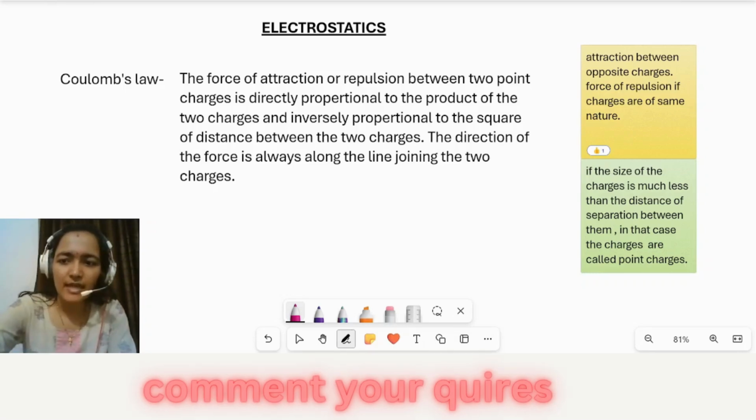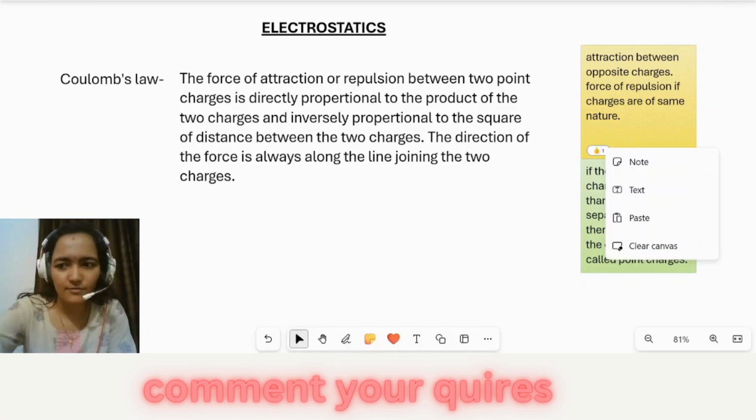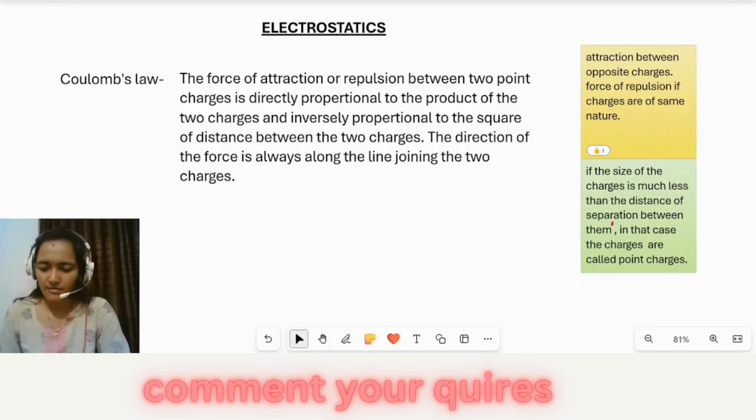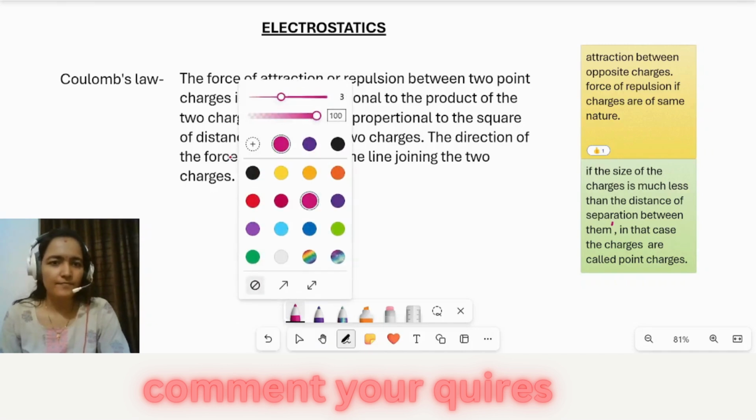Hi everyone, let's start without delay. Let's start Coulomb's law of electrostatics. Okay, so first let's know what is the law.